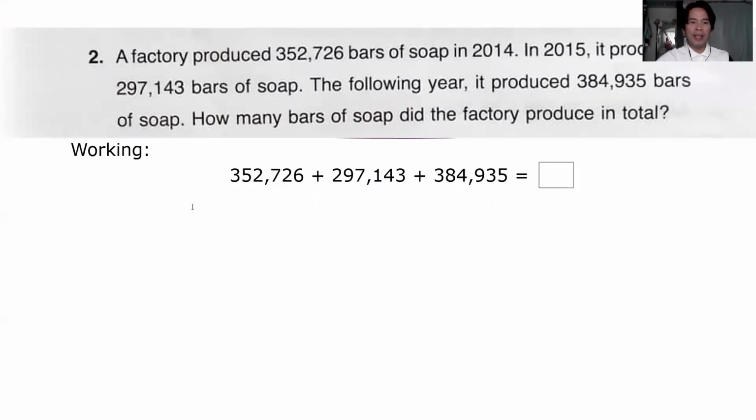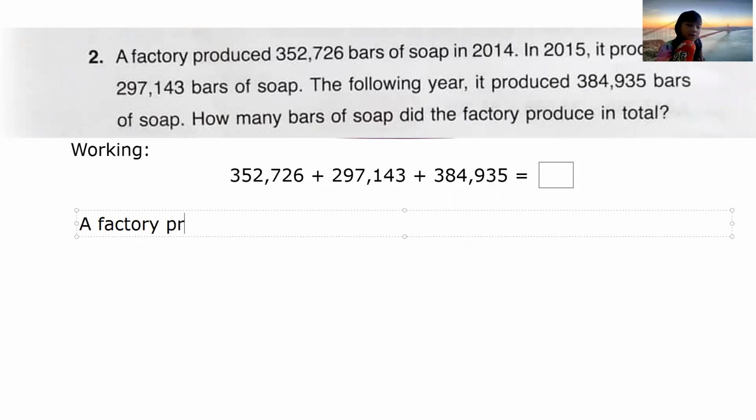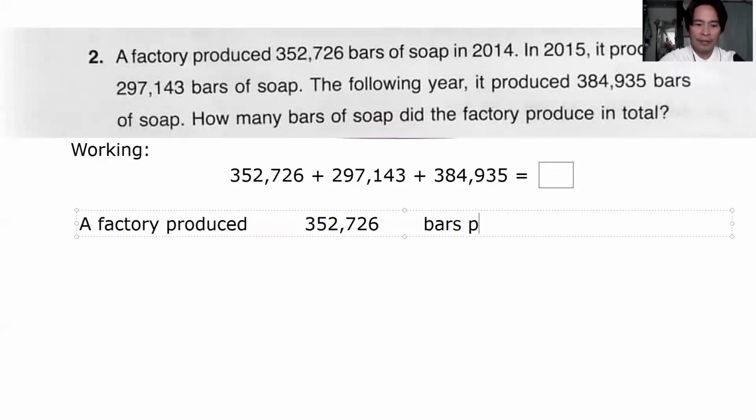Okay, 1 point. Okay, next. Ava, what should be the describing words for 352,726? How will you describe that number? A factory produced 352,000. Space. And 726 bars of soap. Very good. Bars of soap in? In 2014. Very good. Okay. You're right now.